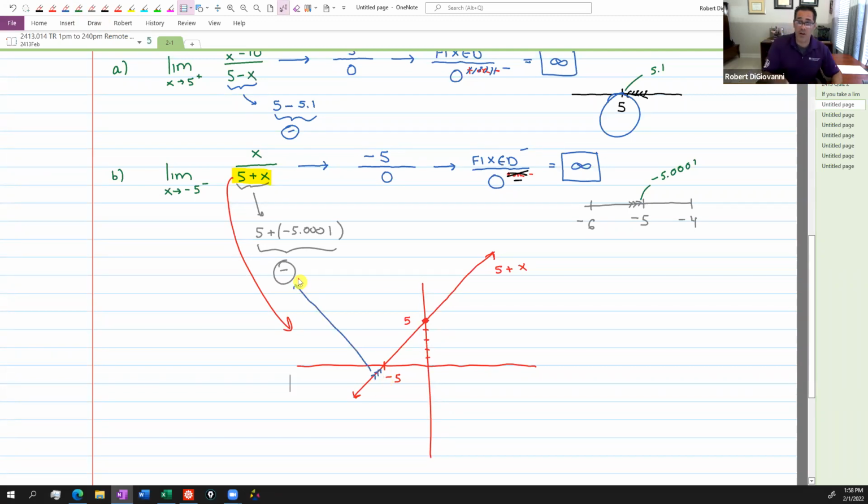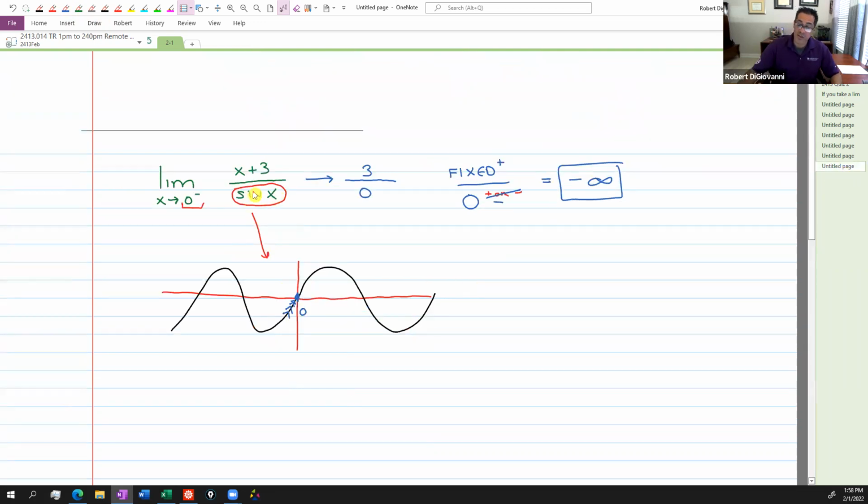But I think that's harder, don't you? That's way more work for a problem like this one to do the graph. I think it's a little more involved, so you don't need to. But if you get something that's not so simple to just plug the number in, then you may need to look at the graph to figure out what's going on.